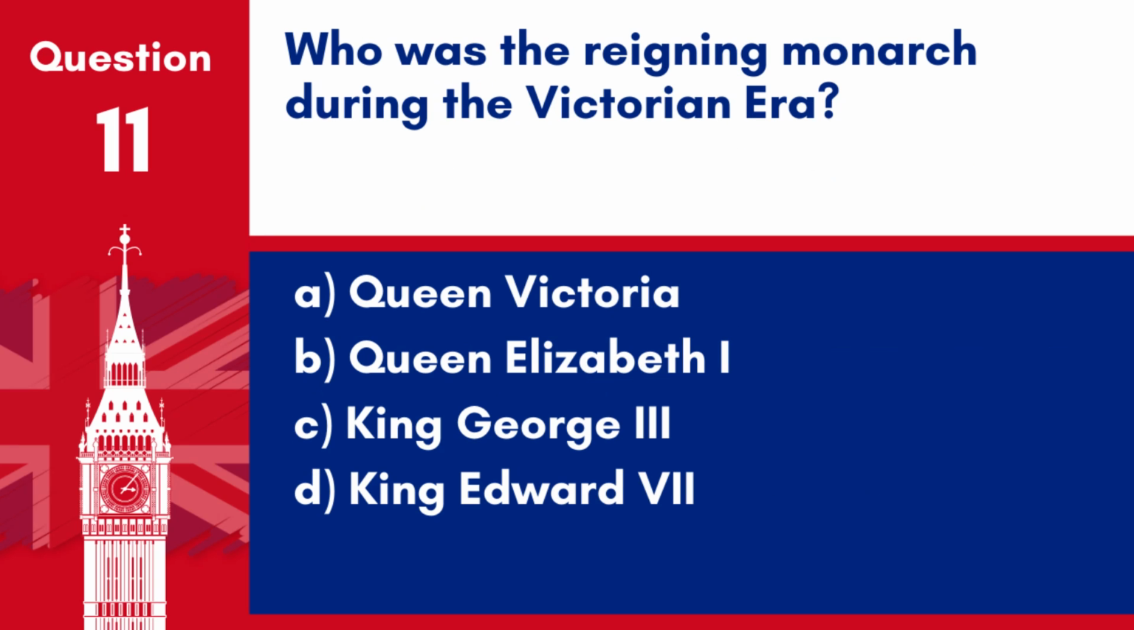Question 11. Who was the reigning monarch during the Victorian era? A. Queen Victoria. B. Queen Elizabeth I. C. King George III. D. King Edward VII. Answer: A. Queen Victoria. The reigning monarch during the Victorian era was Queen Victoria.